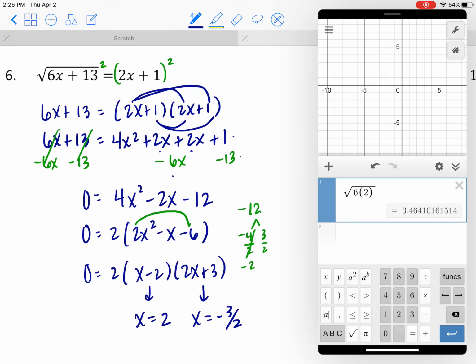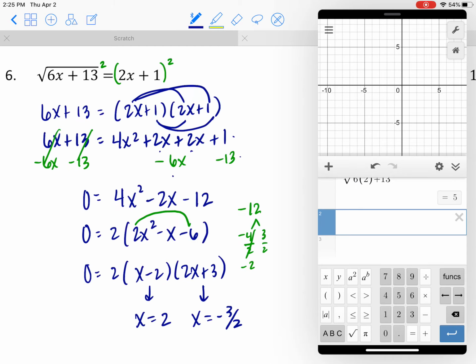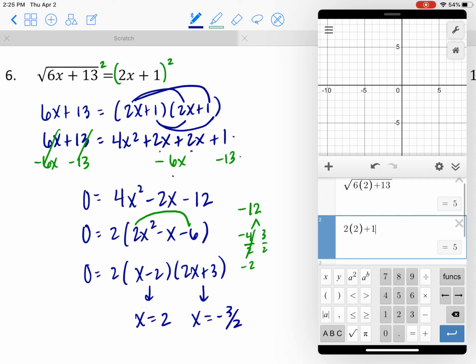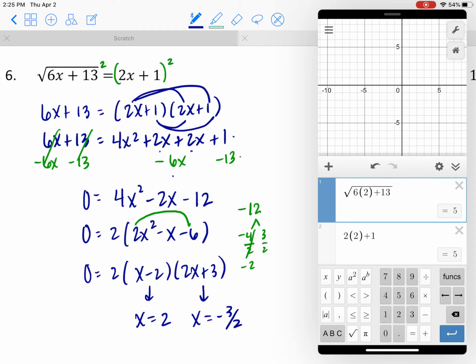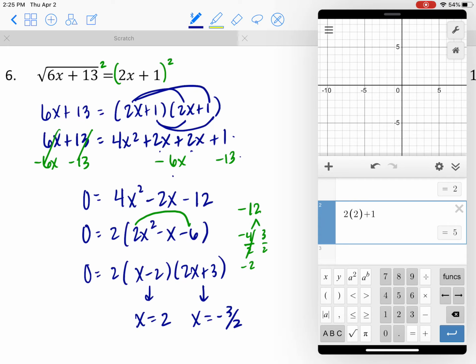So I'm going to try the 2 first. I got to plug each side of the equation in separately and make sure they end up being the same thing. So I have the square root of 6 times 2 plus 13. That's 5. On the other side, 2 times 2 plus 1 is 5 again. So 2 is verified. 2 is a valid solution.